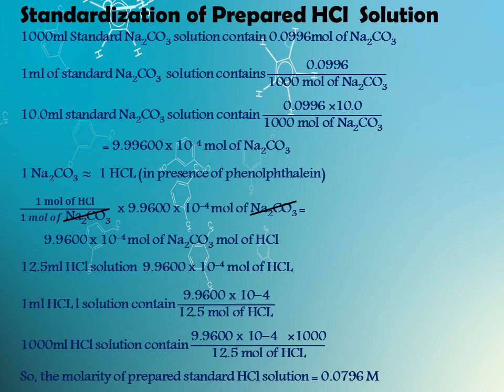Now 12.5 ml HCl solution contain 9.9600 exponent minus 4 mole of HCl, which is equals to the mole of sodium carbonate. So the 1000 ml HCl solution contain 9.9600 exponent minus 4 multiplied by 1000 divided by 12.5, which is equals to 0.0796 mole of HCl. So the molarity of prepared standard HCl solution is equals to 0.0796 molar.